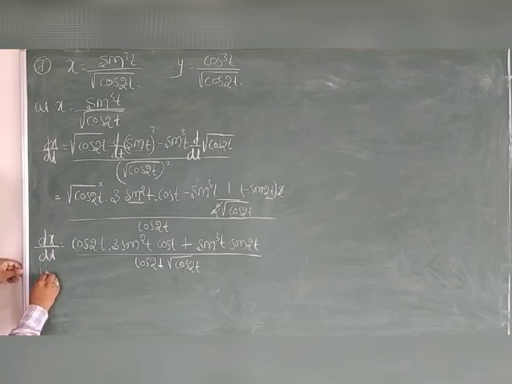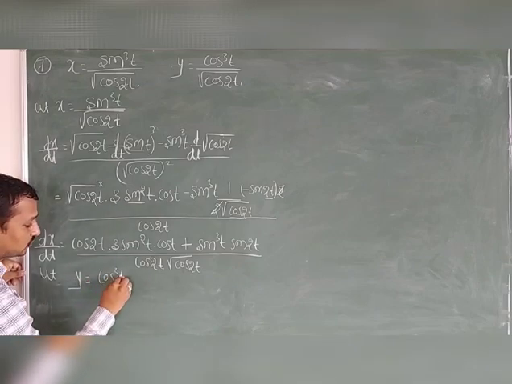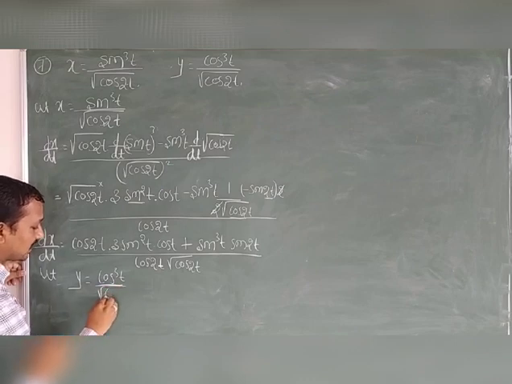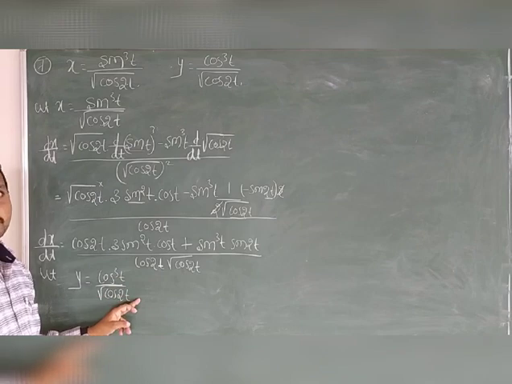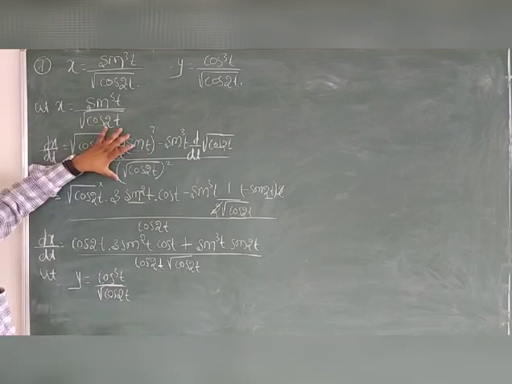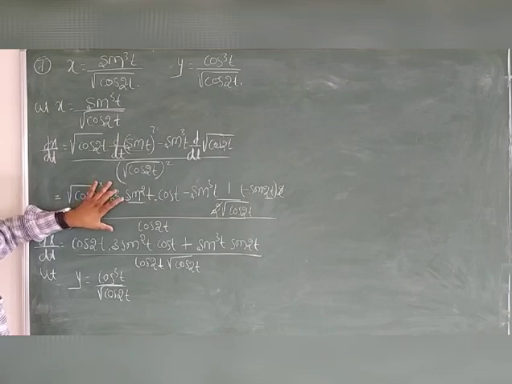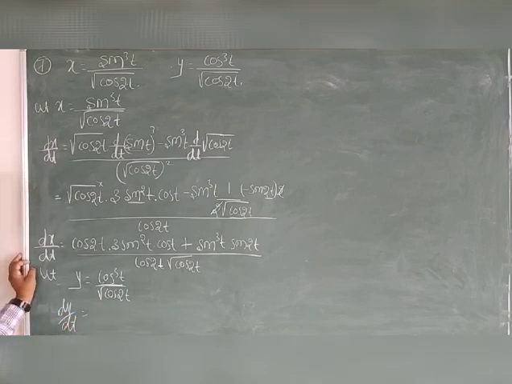Like that, let us take y is equal to, what is that? Cos cube t divided by root of cos 2t. This is also some u by v formula. So I can write directly without writing this step. I can write directly as a derivative term. Not a problem. Okay. So here dy by dt is equal to.